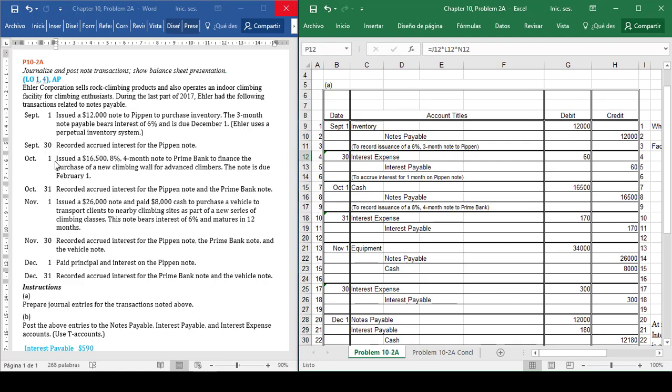Next, we have a new note on October 1st, issued a 16,500 8% 4-month note to Prime Bank to finance the purchase of a new climbing wall for advanced climbers. The note is due February 1st. And so now we issued a note to a bank. So we receive cash, we debit cash, and we credit notes payable for the face value of the note, which is 16,500.